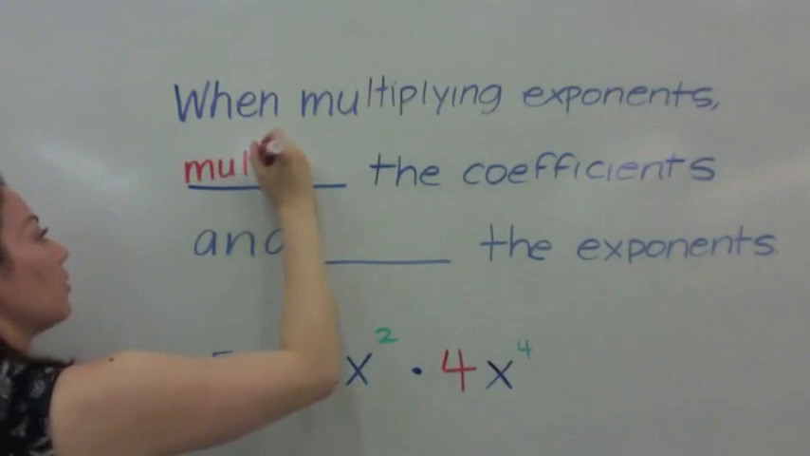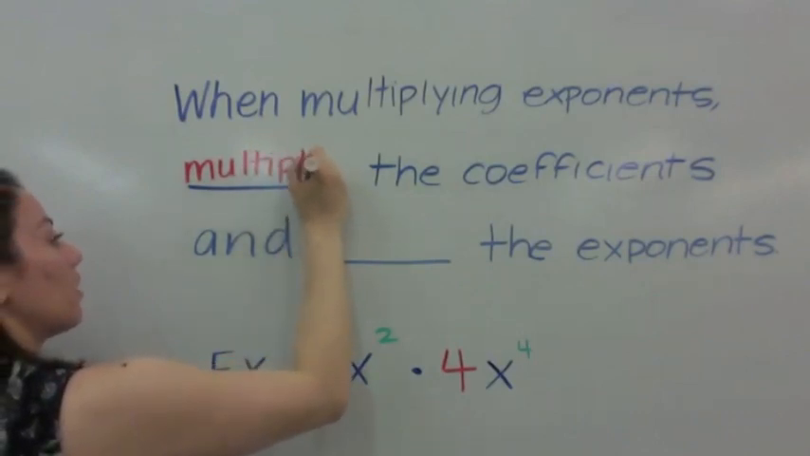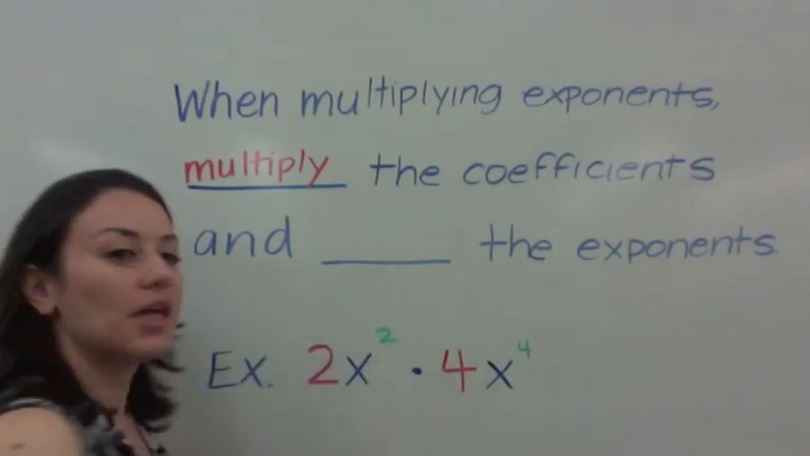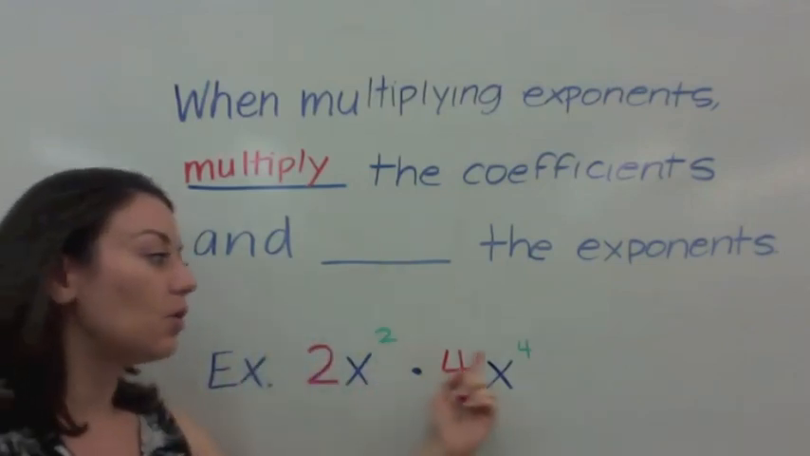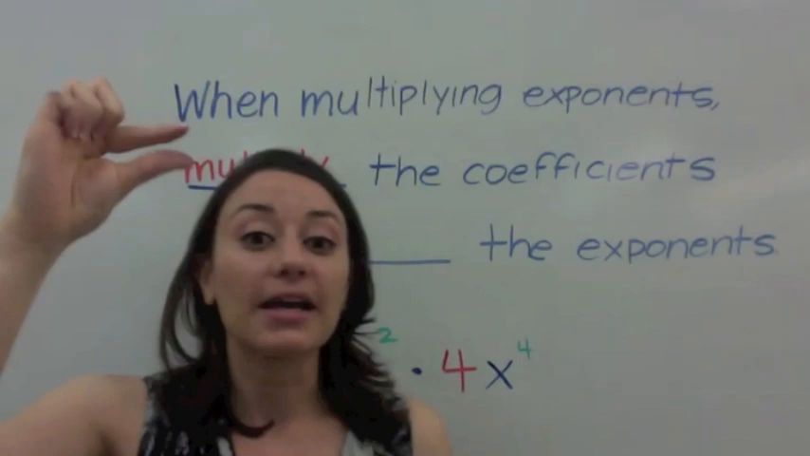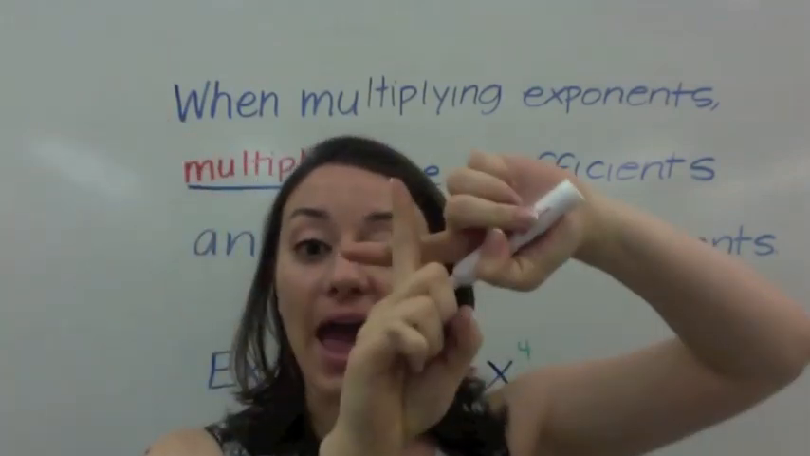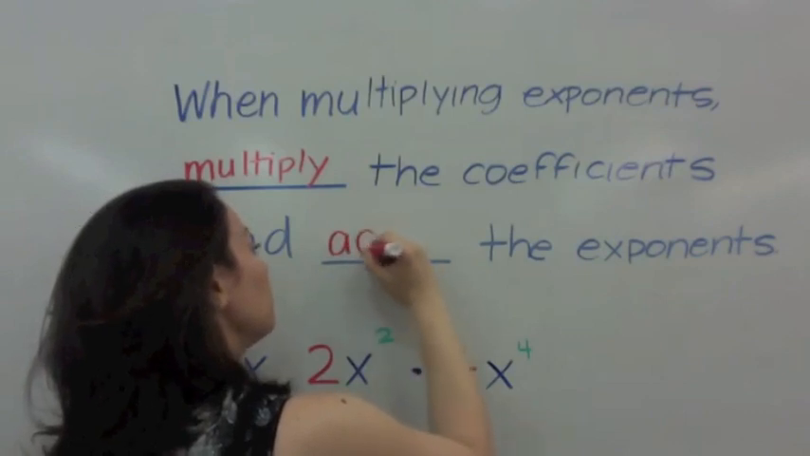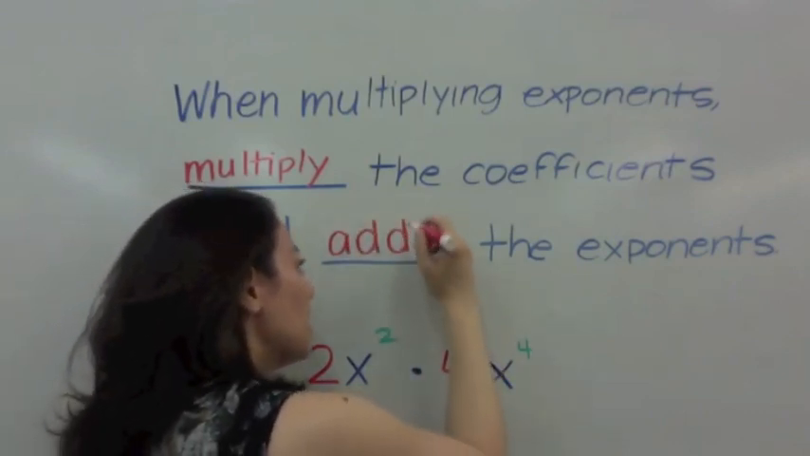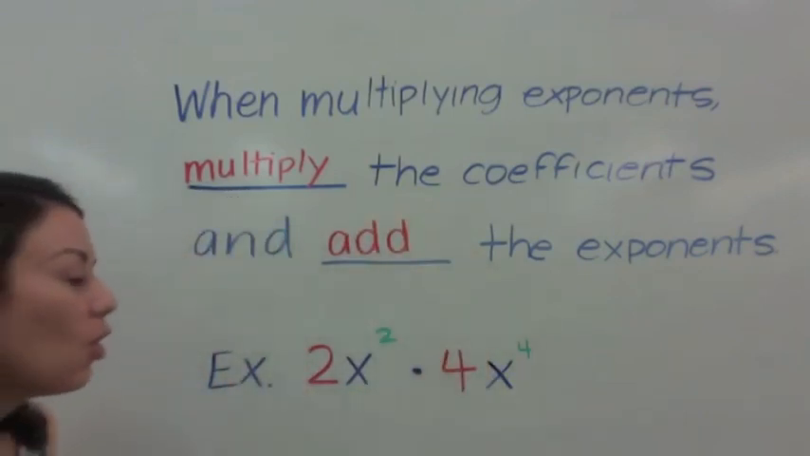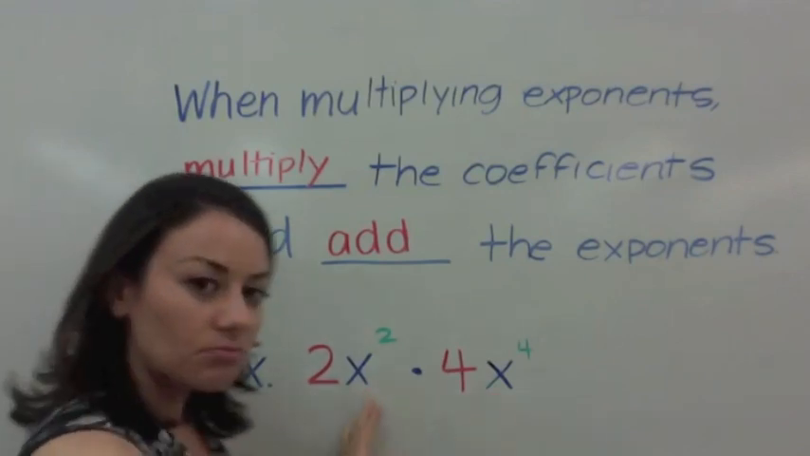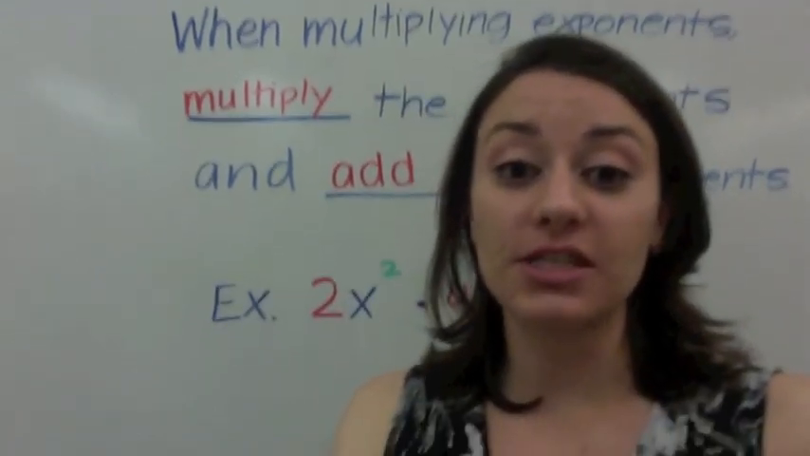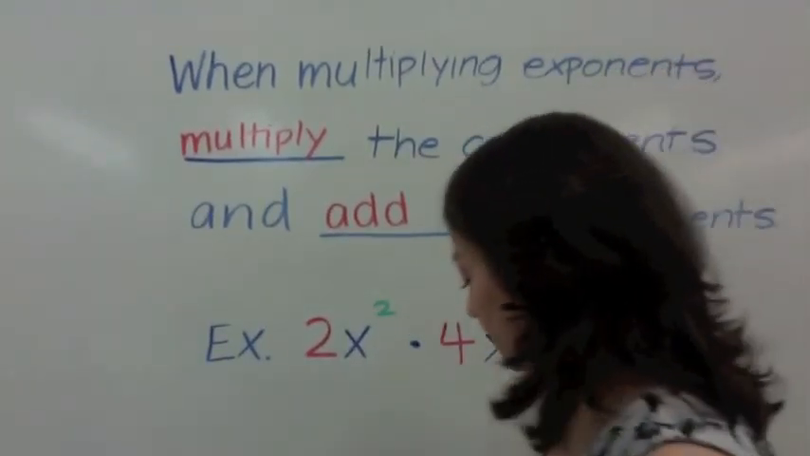Go ahead and write the word multiply. Multiply the coefficients, and you're still going to add the exponents. This is going to be very simple, because now that we're dealing with variables, you don't necessarily have to expand these. You just have to know the rule or the shortcut.